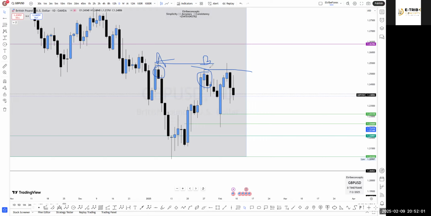Price has come back and it may take out buyers. It's like a liquidity sweep. Now, if you look at how the candlestick body closed, it closed below that particular zone. So I'm anticipating for the next few days, price is going to be selling.